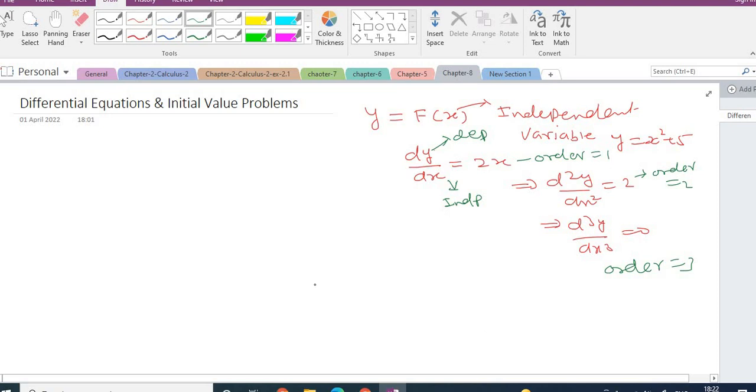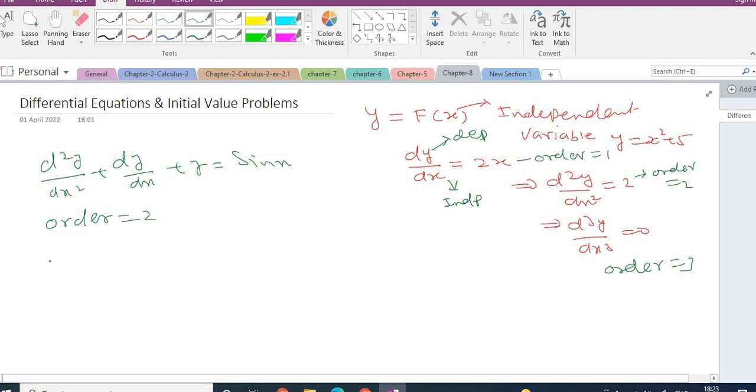Now I am going to pick one type of mixed differential equation like d2y dx2 plus dy dx plus y is equal to sine x. If I want to know the order and degree, we just need the maximum derivative. The maximum derivative is d2y dx2, so the maximum derivative means maximum order, and the order of this differential equation is 2.